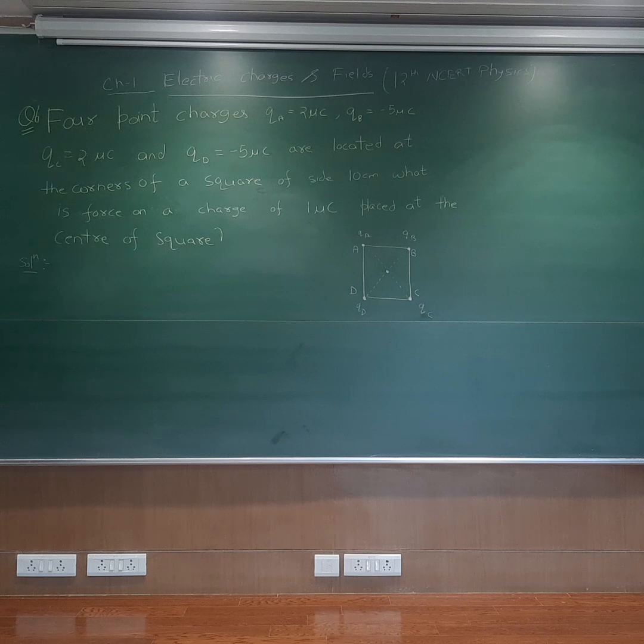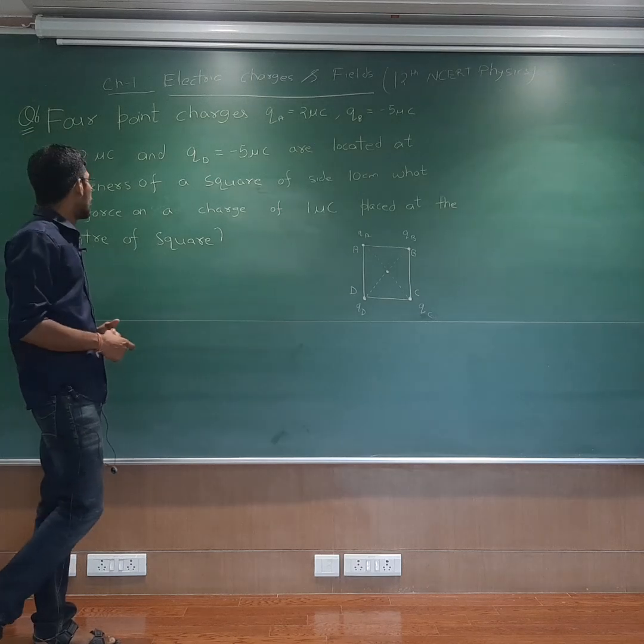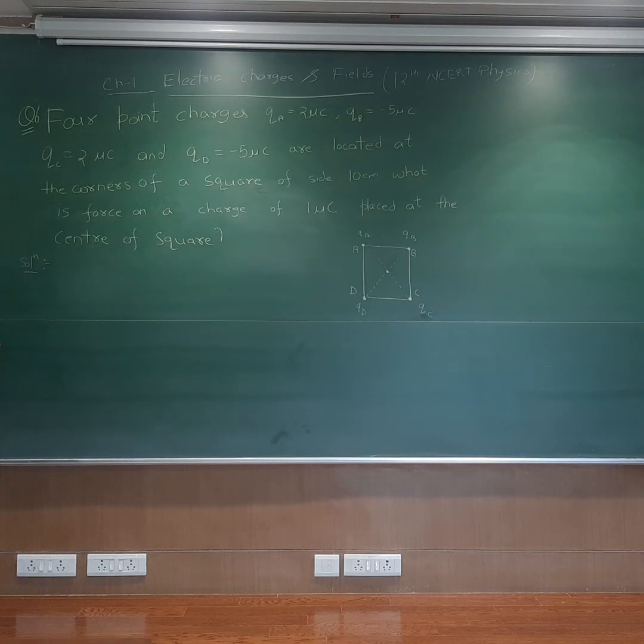So the question is: 4 point charges, QA 2 microcoulomb, QB minus 5 microcoulomb, QC 2 microcoulomb and QD minus 5 microcoulomb, are located at the corners of a square of side 10 centimeter. What is the force on a charge of 1 microcoulomb placed at the center of the square?